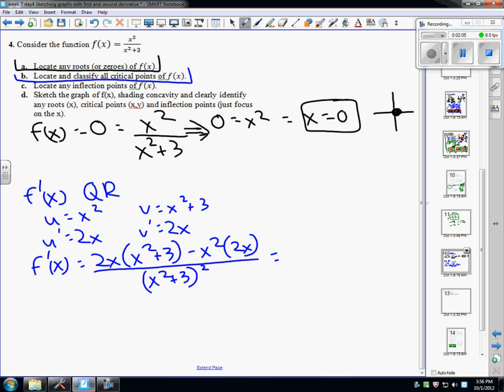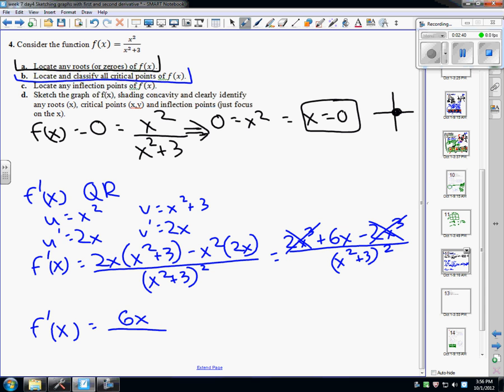Okay. Simplify this a little bit. This is where simplifying does matter. This is where your algebra skills do matter. So I got 2x cubed plus 6x minus 2x cubed all over x squared plus 3 squared. Never worry about the bottom. Keep the bottom as is. Hey, the 2x cubed terms cancel. So my first derivative is only 6x over x squared plus 3 squared.